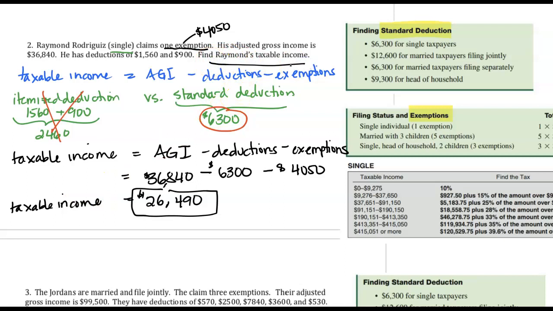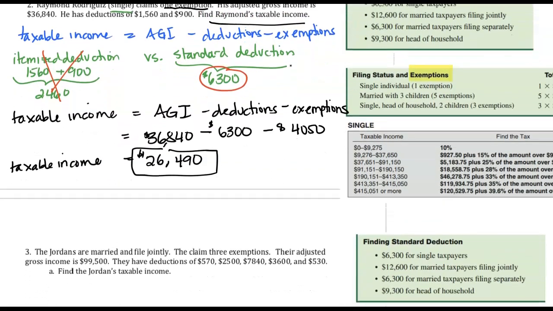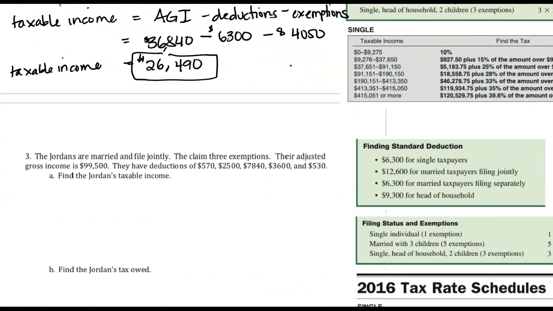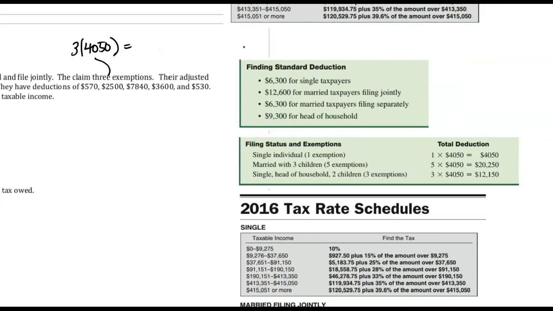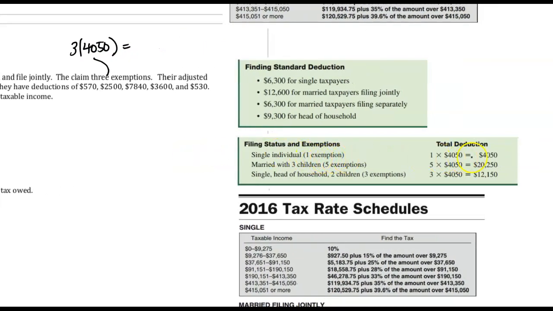Okay. The next question's going to go into a little bit more detail. Question 3. The Jordans are married and filing jointly. So again, this information is important to know where we're looking for exemptions and also our tax schedule. They claim 3 exemptions. Right away, I'm going to take 3 times 4,050, because each exemption is 4,050. So 3 exemptions would be 12,150.